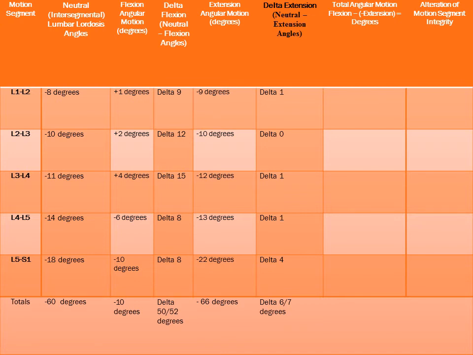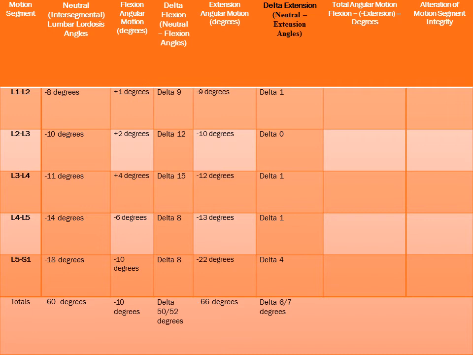At L2, L3, the delta extension degrees is 0, meaning that in the neutral lateral position, the intersegmental angle at L2, L3 was -10 degrees. In full lumbar extension, it also measured -10 degrees, indicating that there's no motion of that vertebra in the movement of extension. So it's basically fixed or immobile in extension.